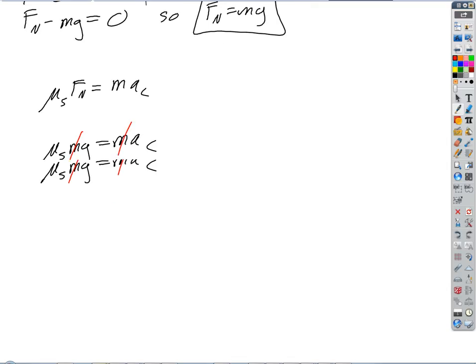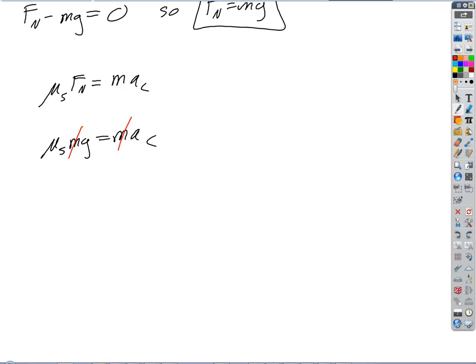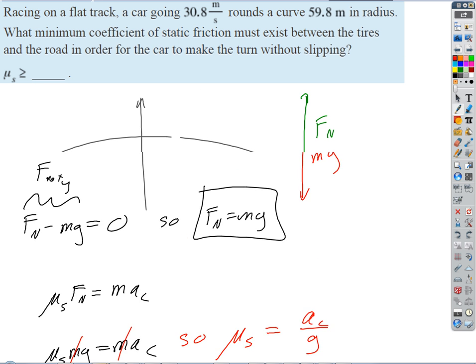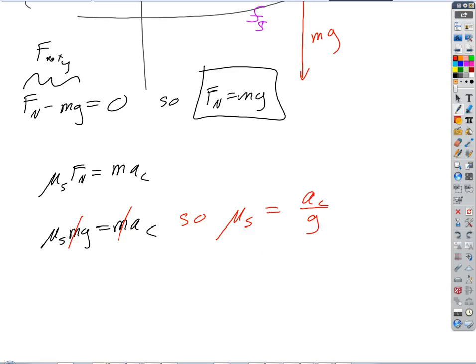Okay, so then what is mu sub s? All I have to do is divide by g. So mu sub s equals the centripetal acceleration divided by g. That's it. That's the minimum, and think about the wording in the question. It says what minimum coefficient of static friction is required. So we need at least that coefficient of static friction for the car to stay on the turn.